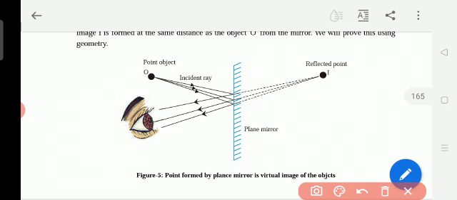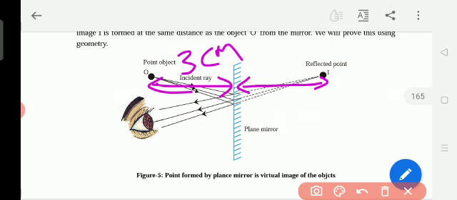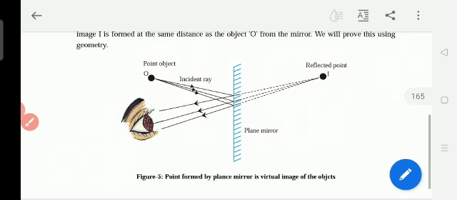Understand? Another thing: the distance in front of the mirror, the same distance will be behind the mirror. So if it is 3 centimeter here, here also it will be 3 centimeter. You observe, right? If we are near to the mirror, our image also will be near the mirror. If we are far from the mirror, our image also will go very far in the mirror. How much distance we stand in front of the mirror, that much distance far we can see the image.